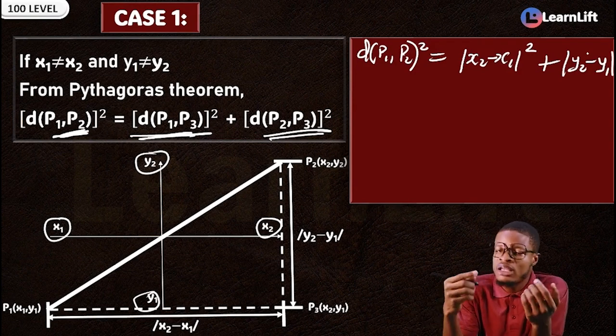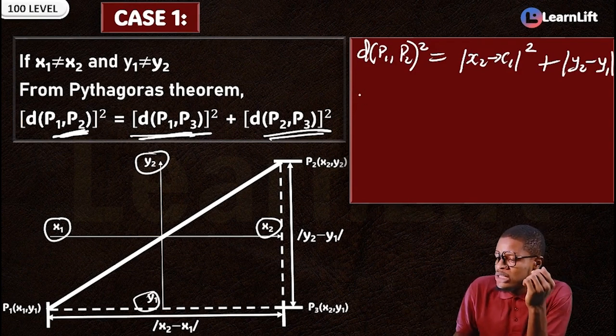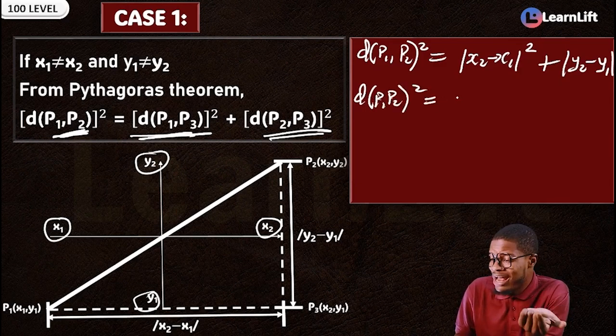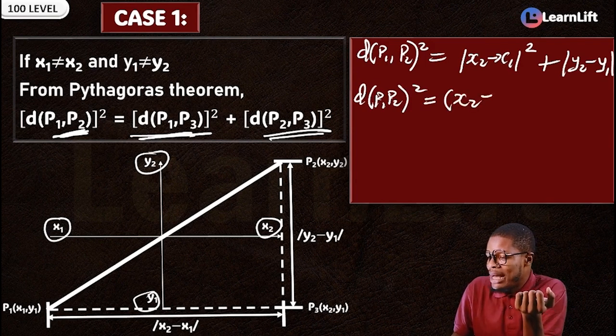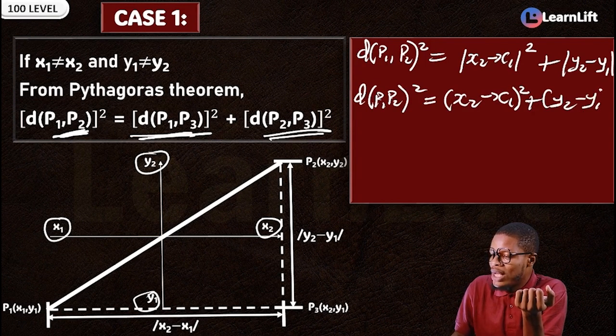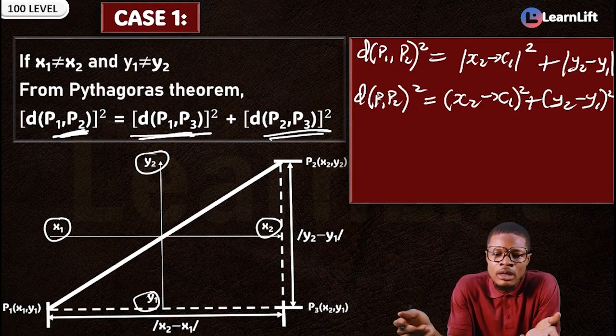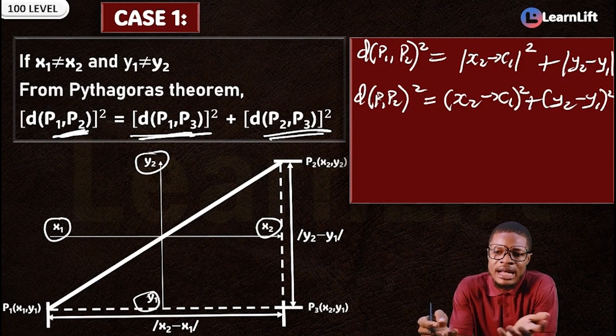Square it as well. If I have done that, what is my distance P1, P2 squared going to give me? Is it okay for me to write it like this as (x2 minus x1) squared plus (y2 minus y1) squared? Yes, it's very okay. So if we agree that, based on 1 or 2s, we can write it like that.